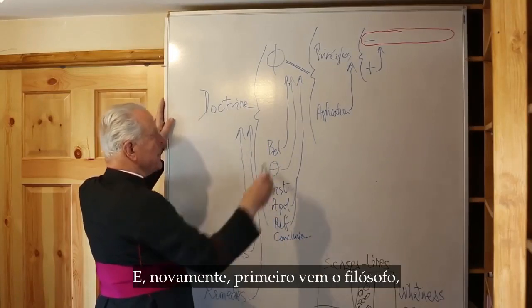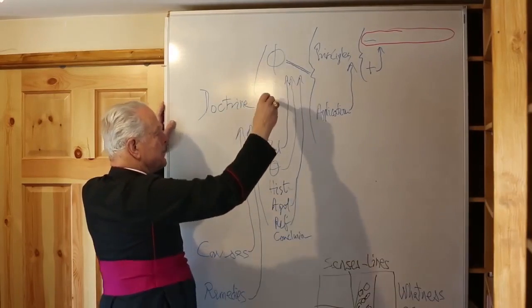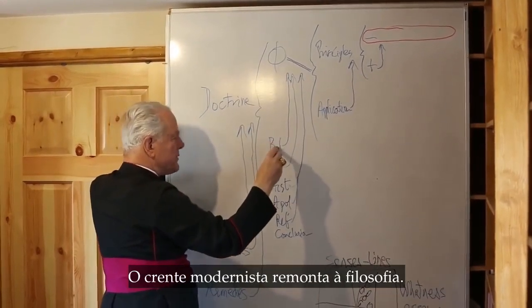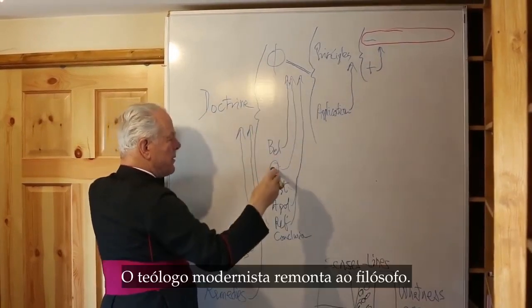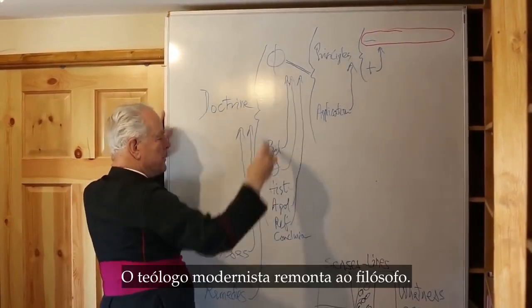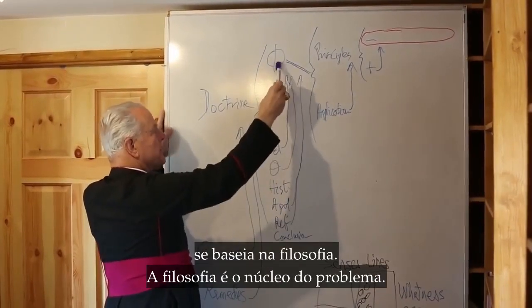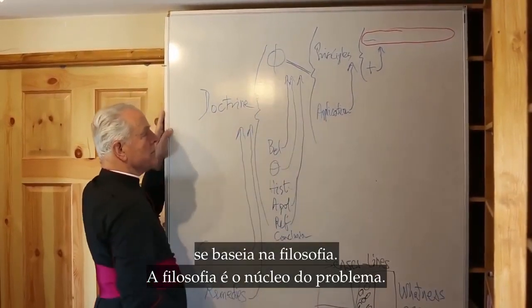And again, the philosopher comes first because the philosophy is the problem for the believer. The modernist believer comes back to the philosophy. Modernist theologian comes back to the philosopher. Historian, apologist, every modernist is based on the philosophy. The philosophy is the core of the problem.